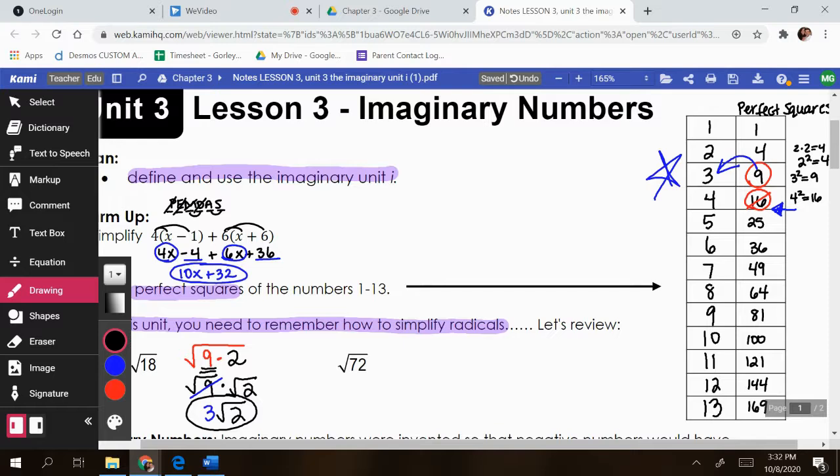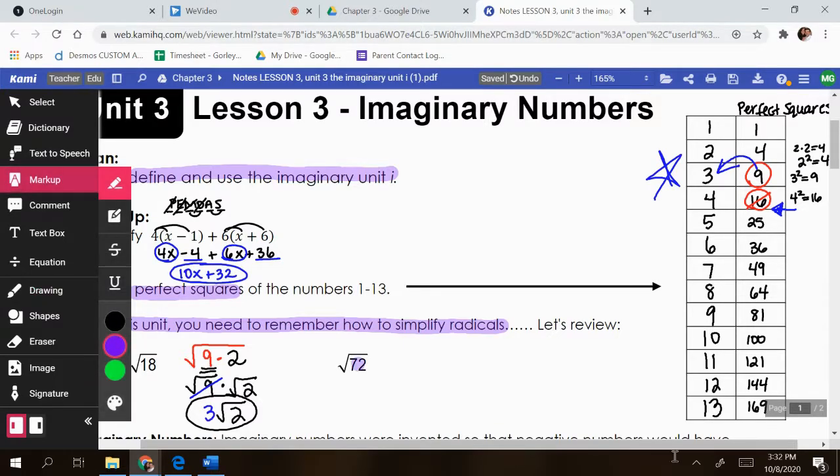Let's do the same thing with 72. Is 72 a perfect square? Look in your list of perfect squares. Do you see 72?